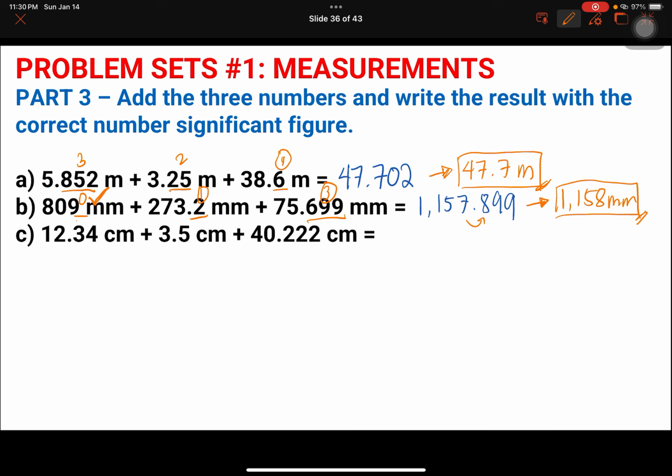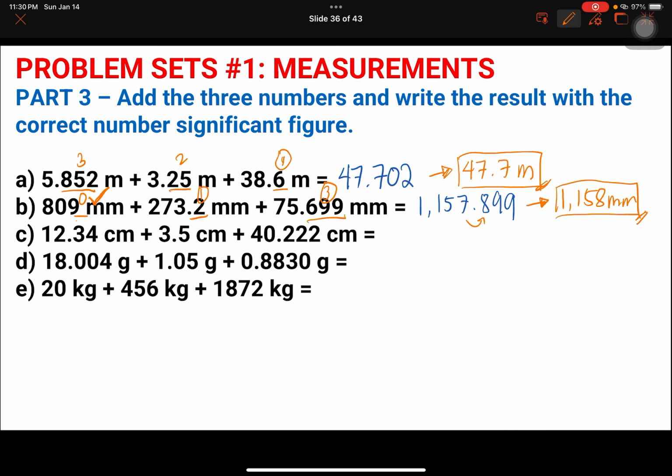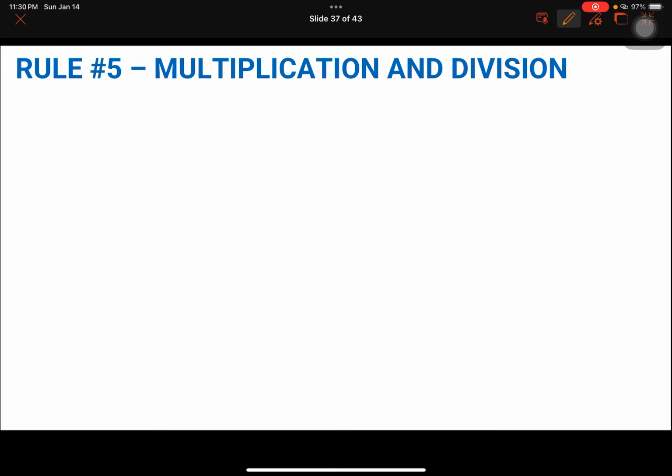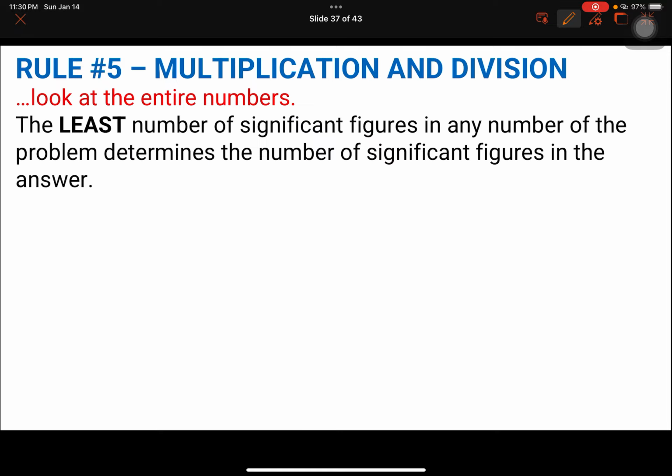So, you have the letter C, D, and E for your assignments. Now, last rule. So, we have the multiplication and division. So, in this part, you will look at the entire number. So, not only on the decimal places, but look at the entire number using the first three rules na diniscuss natin. Then, yung pinakamababa ang significant figures, yun ang masusunod sa final answer natin.